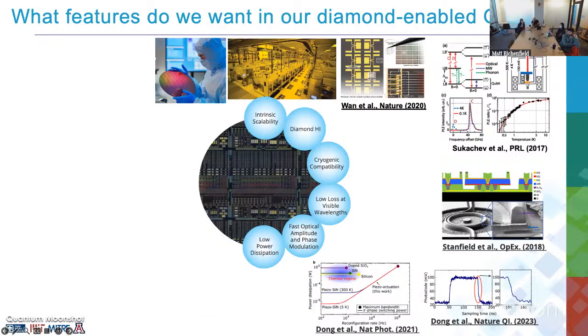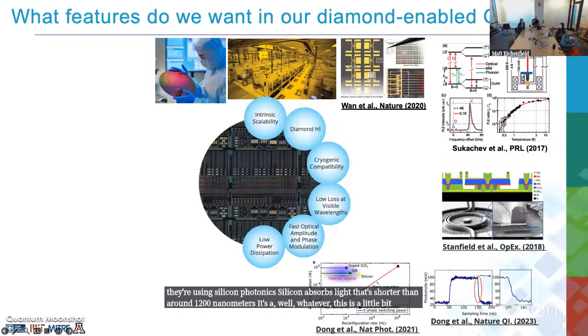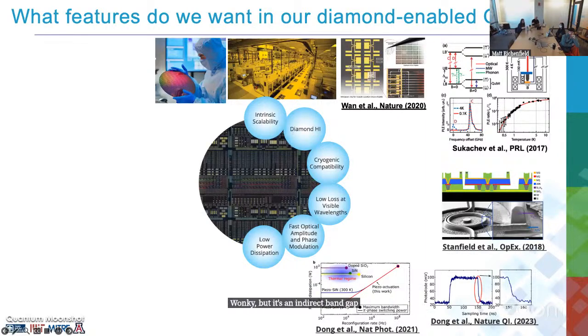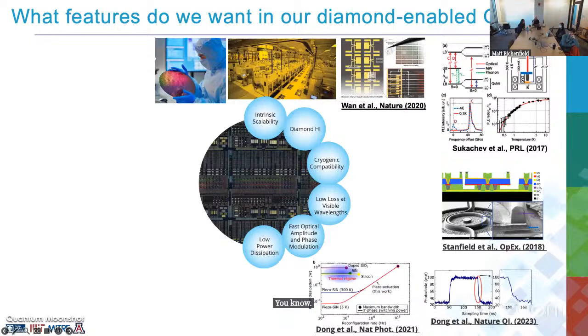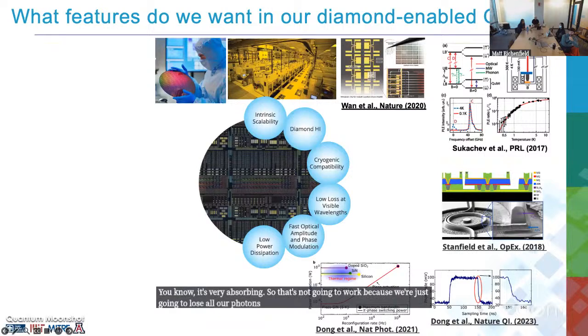This is a little bit wonky, but it's an indirect bandgap material, so it doesn't just turn on abruptly like some semiconductors. It starts absorbing around 1150 nanometers or so and continues to get more and more absorptive. But by the time you get to the wavelengths that we want to use for diamond, it's very absorbing. That's not going to work because we're just going to lose all our photons before we can do anything with them. So we can't use silicon for our waveguides.